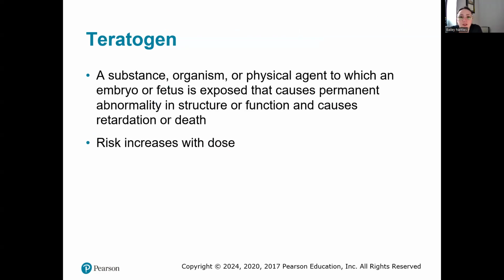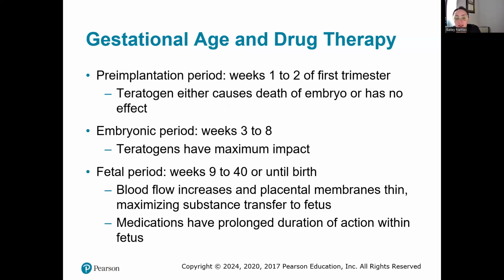So a teratogen, which you may know what this is, is some kind of substance, organism, or agent that can harm the fetus, whether that's full-on death or just structural or functional changes, mental changes, things like that. The more teratogen that you ingest, the higher the risks are. So when will they affect the baby the most? Between weeks 1 and 2, teratogens either cause death or have no effect on the child.